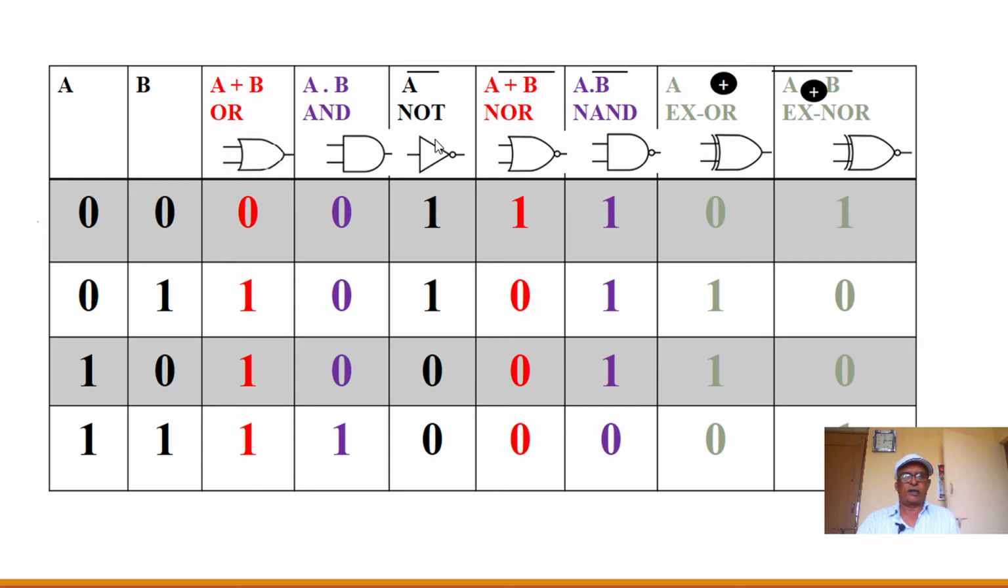Now here NOT gate is an inverter gate, so we take the input as A and the output as A bar. So in this case, if we take input as A, then output will be A bar. So the gate inputs of A are 0 0 1 1. Its complement will be opposite, that is 1 1 0 0.